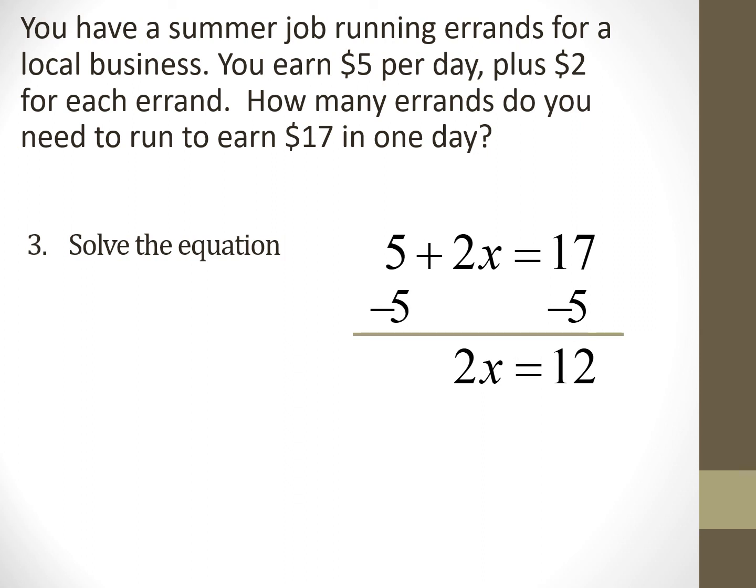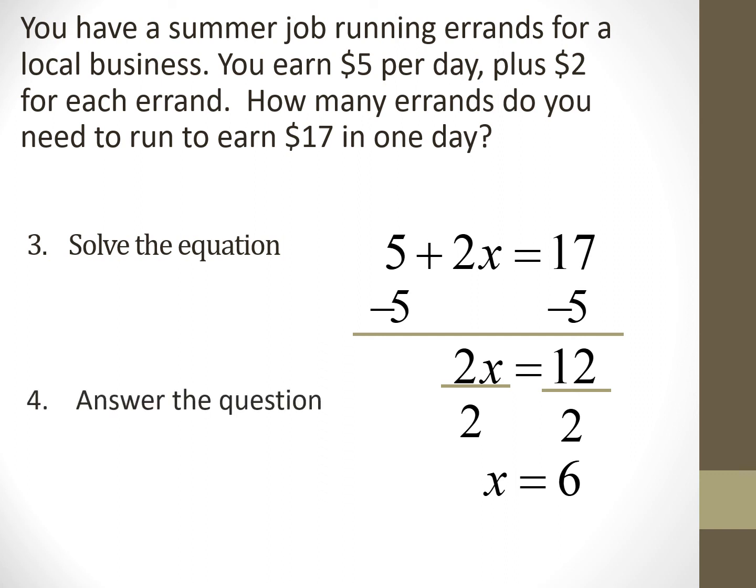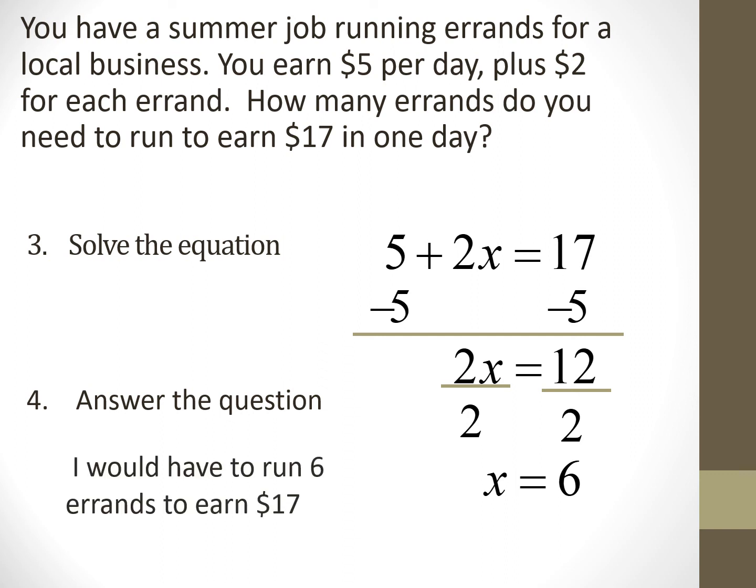Now I have multiplication. So I'm going to undo multiplication by using division. So I'm going to divide both sides by 2. And I get x equals 6. But because this is a word problem, don't skip the last step. Answer the question that was asked. They asked you, how many errands do you need to run to earn $17? So the answer is, I would have to run 6 errands to earn $17.